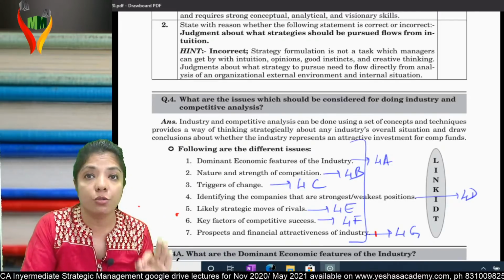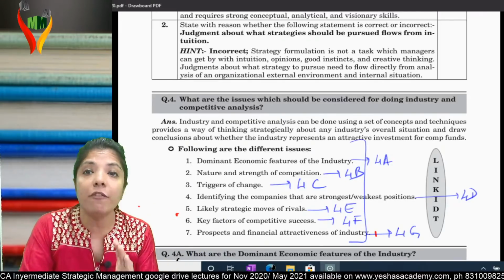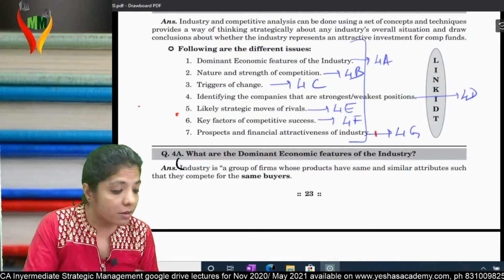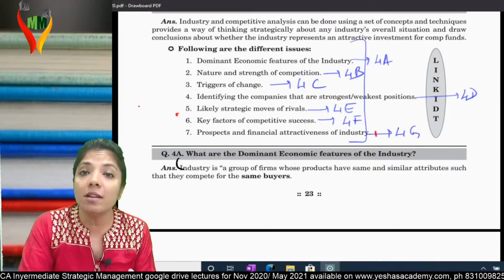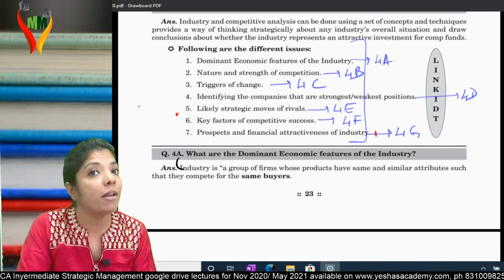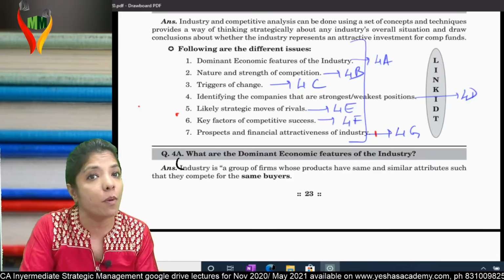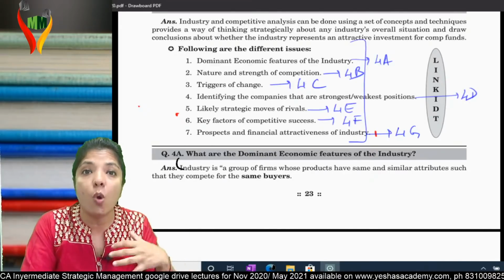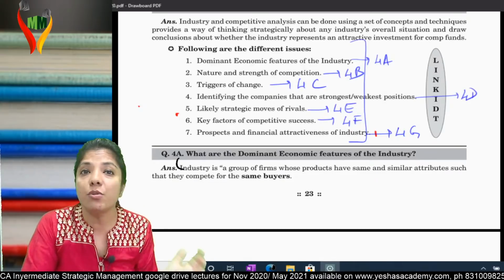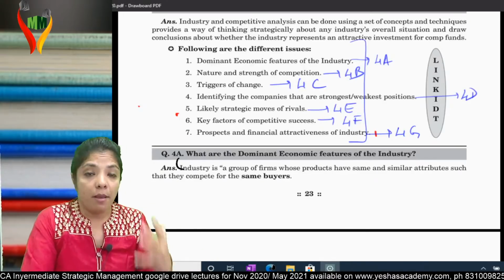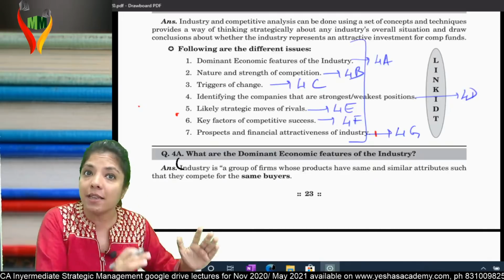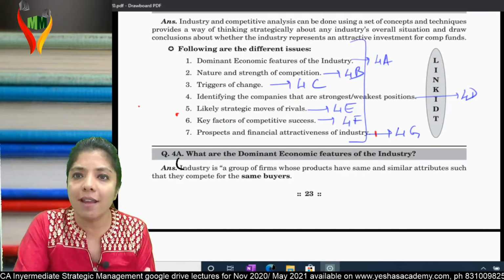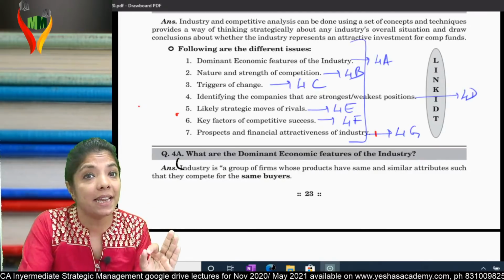So first issue, dominant economic features of the industry. So come to question number 4A. What are the dominant economic features of the industry? I hope you're with me. Now, when I say dominating, dominating means the one who try to overpower you, the one who try to rule you, the one who try to make only whatever he is saying is correct. That is dominating, right?